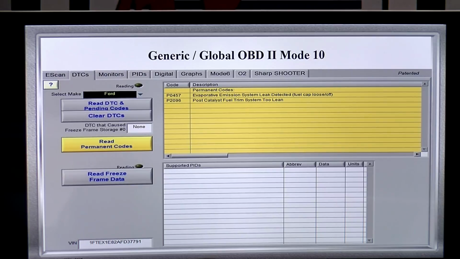Now, I need you to understand, this is only on late 2011 model vehicles and up. This is not prior to that. So when someone erased the DTCs prior to a vehicle that has Mode 10, well, we're a bit out of luck, aren't we? We're going to need to do a little more homework on that.